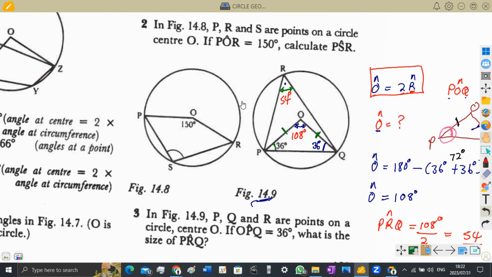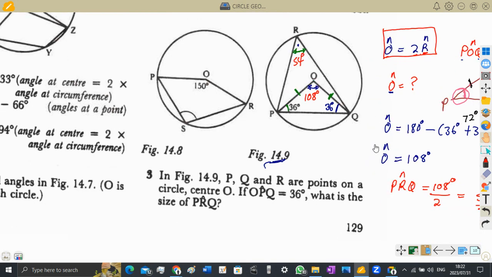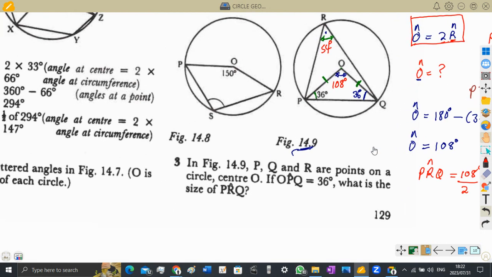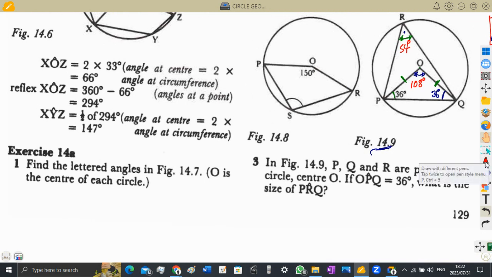All right. So here we are given in Fig 14.8, P, Q, R and S are points on a circle. So we've got these points, circle, center O. If POR is 150, this angle 150, calculate PSR. How can we calculate angle PSR in this case? We want to calculate angle PSR. What can we do?